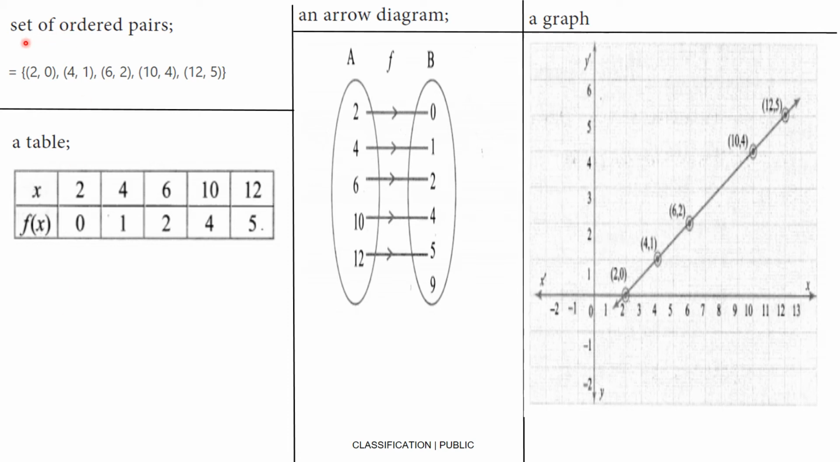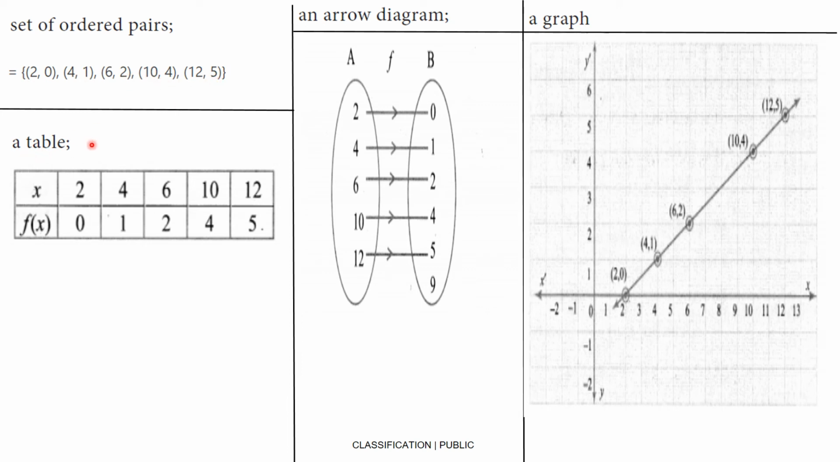So here we have to write the set of ordered pairs. We find the values 0, 1, 2, 4, 5. So you write the ordered pairs, A elements, that is 2: (2, 0), (4, 1), (6, 2), (10, 4) and (12, 5). Next we have to draw the table.